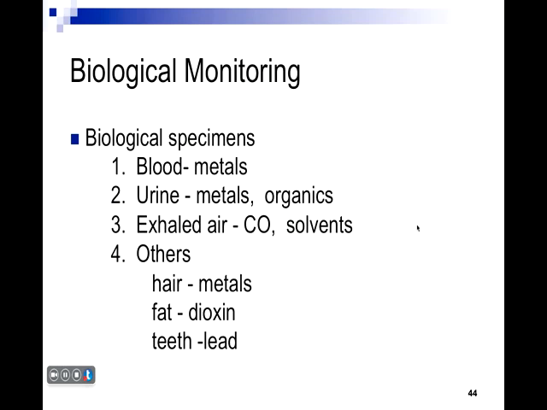Now, what biological specimens? Well, you're limited. You can use blood, and blood would be used for some things like metals, or urine could be used for metals and organic metabolites. Exhaled air could be used for carbon monoxide or solvents such as ethanol. And you could use other biological specimens. You could use metals in hair, or fat-like substances in fat, like dioxins or PCBs or DDT. And lead may accumulate in bone or teeth, and these could be measures of exposure.